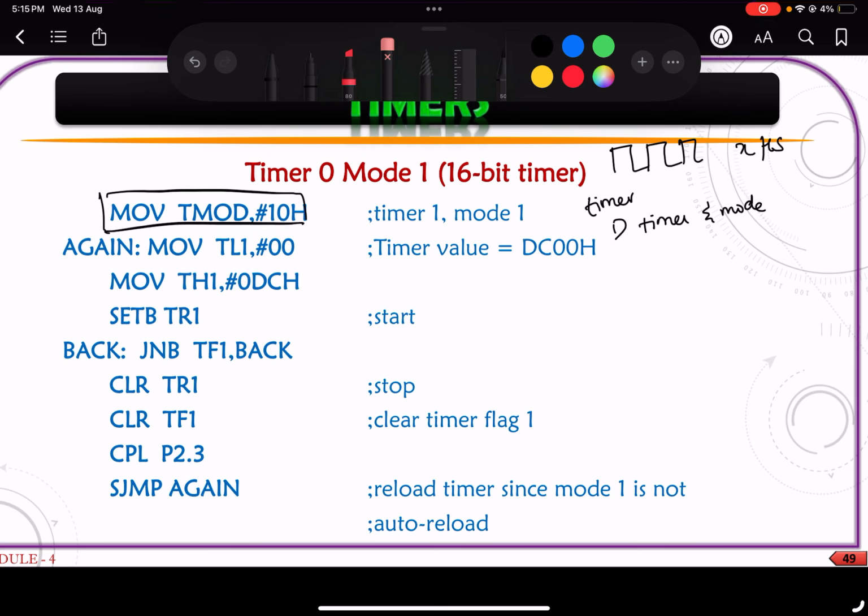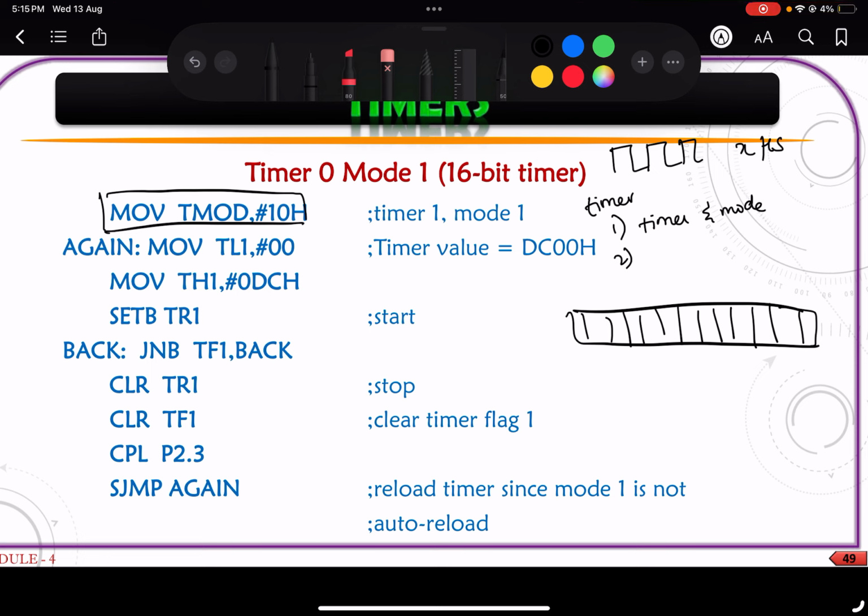Your second step, once you've chosen the timer, is this: now you have the timer with you, which is a 16-bit block, right? Now you have to fill in the 16-bit block with values. How do you fill it? Well, you split the 16-bit block into two parts, TH0 and TL0, or TH1 and TL1, depending on what you're using. Once you split that, you have to load the values into it.